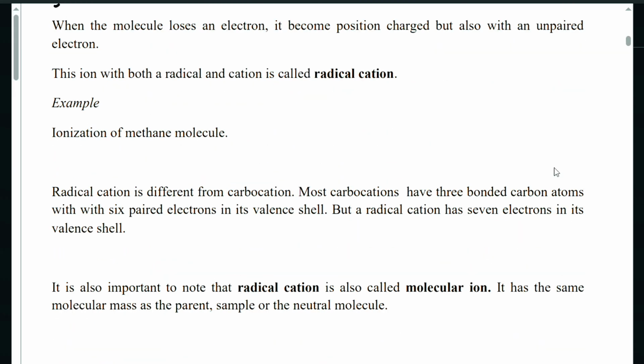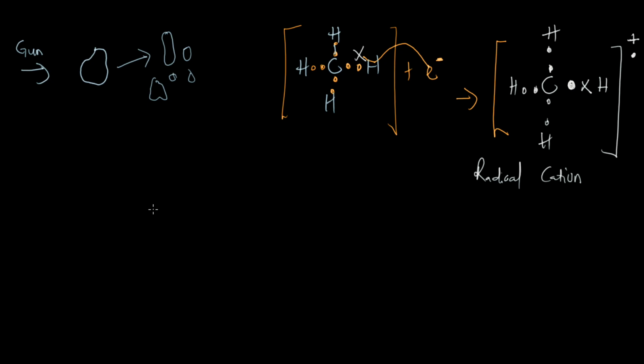A radical cation is different from a carbocation. You need to know that it's different. Most carbocations have three bonded carbon atoms with 6 electrons in the shell. So this is a carbocation: this one, this one, this one, and here is empty, right? It has 6 electrons. But a radical cation has 7 electrons. So it has 7 electrons and 1 radical.